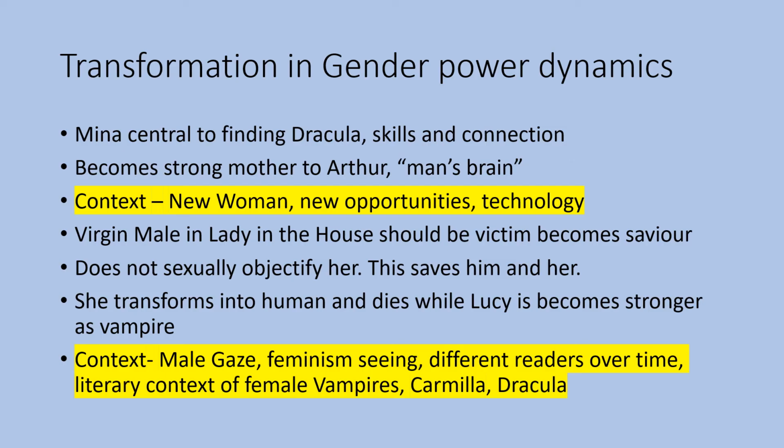So you could look at that kind of context of how readers see texts over time. Now, both texts are dealing with female vampires. This isn't something new. You can refer back to your knowledge of previous novels that dealt with female vampires. Carmilla, for example. Bram Stoker would have known the writer of Carmilla, Le Fanu, I think.